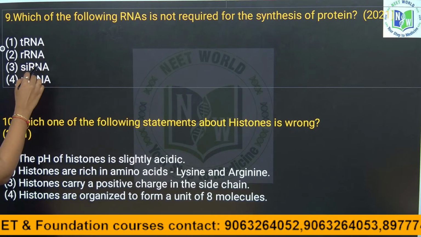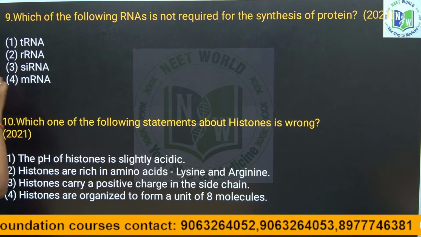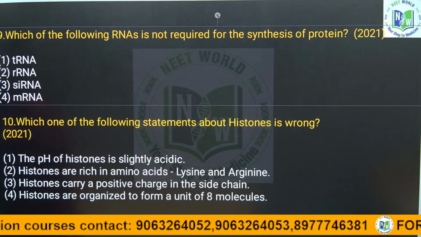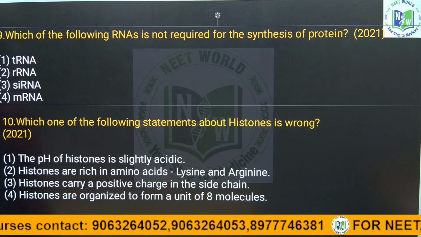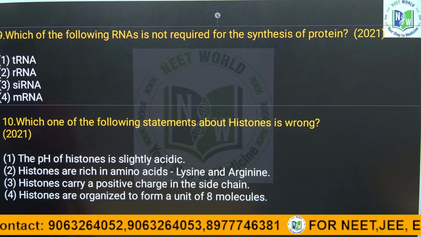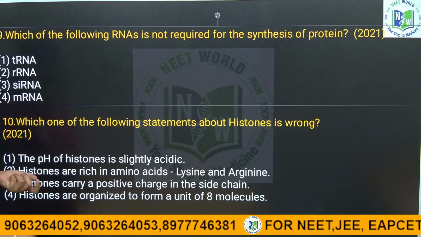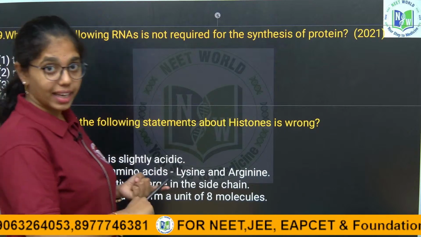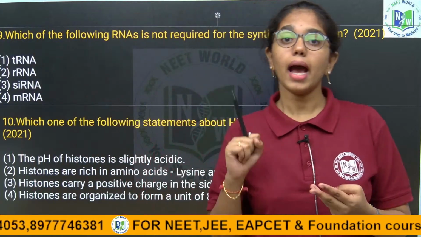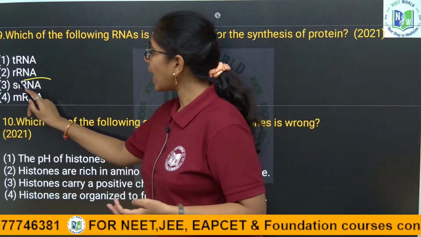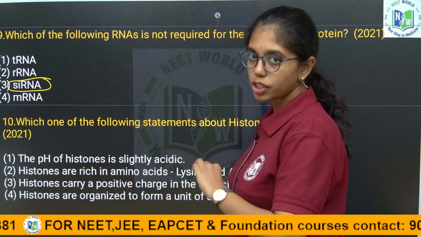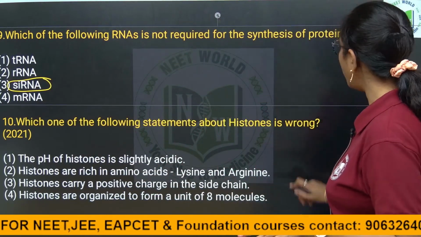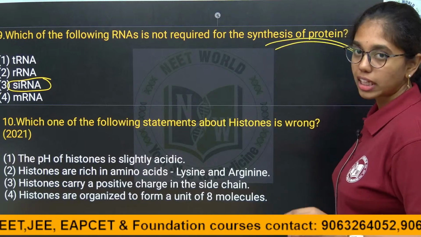Yes. So, which of the following RNAs is not required for synthesis of protein? For synthesis of protein, we need all the 3 types of RNAs, that is tRNA, rRNA and mRNA. siRNA, that is silencing RNA, is not required for the process of synthesis of proteins, okay.